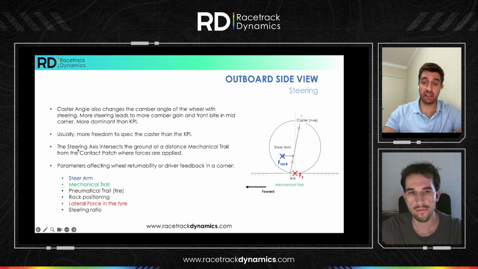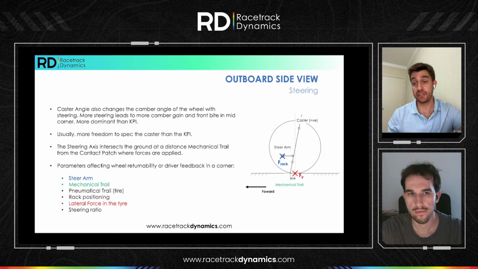As we were saying, this caster is helping me to have more camber gain than my KPI. So one thing that can be thought of is that caster also dials out some of the negative effects of the KPI.